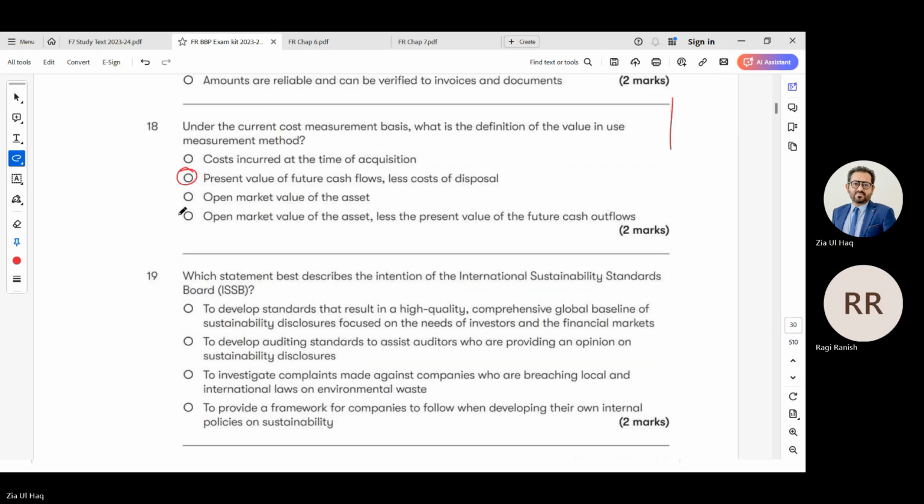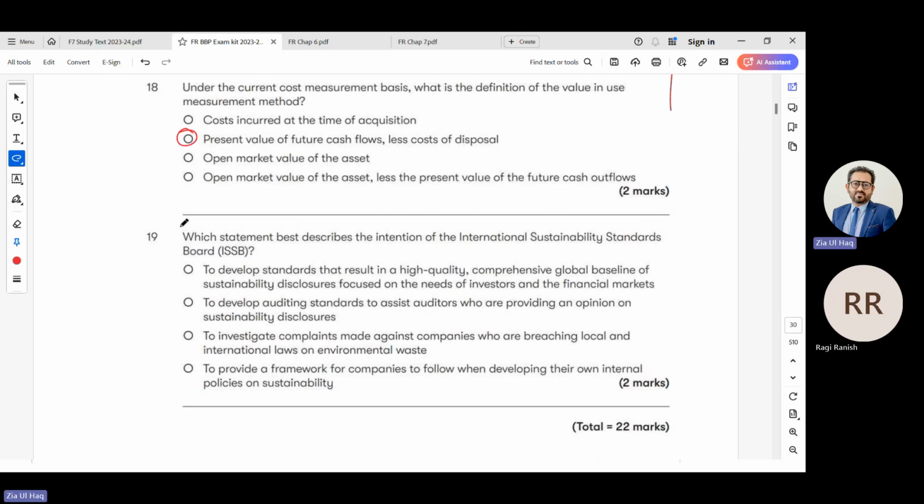19. Which statement best describes the intention of the International Sustainability Standards Board? To develop a standard that results in a high quality.